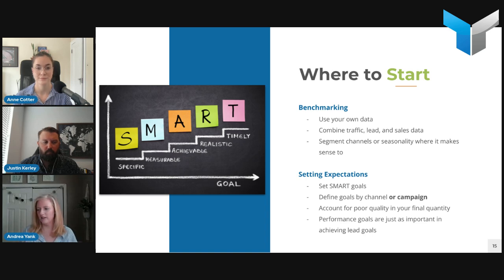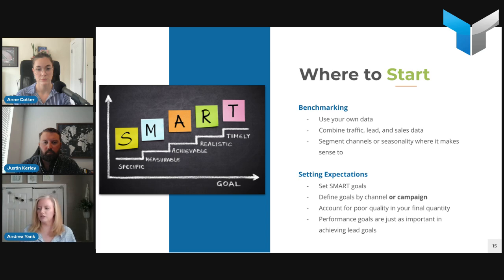So just consider that. Account for poor quality in your final quantity. What I'm saying there is, we're aware that not every lead that comes to the website or even in phone calls is going to convert to an opportunity or to the final sale. So just account for that in your goal. If your end goal is to improve your ROI, then you need to say, okay, I need 200 leads to come in because I know my close rate is 40%, and that end quantity is going to improve your ROI. So just account for that.